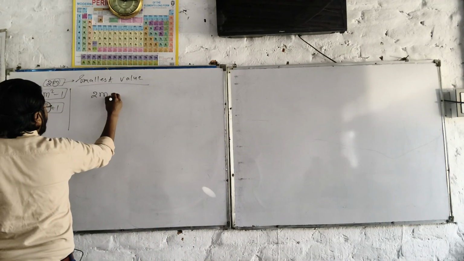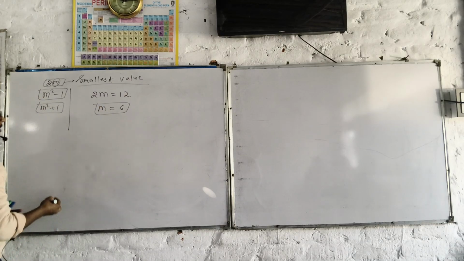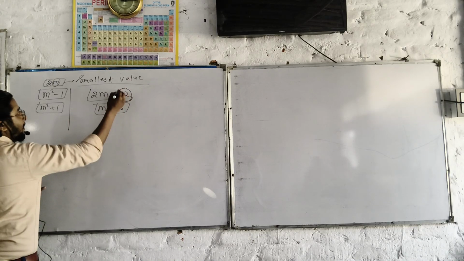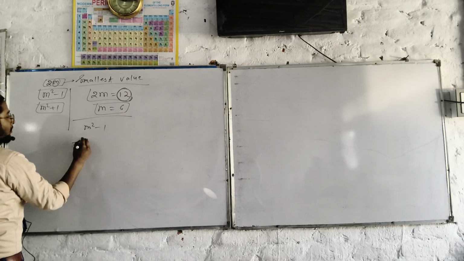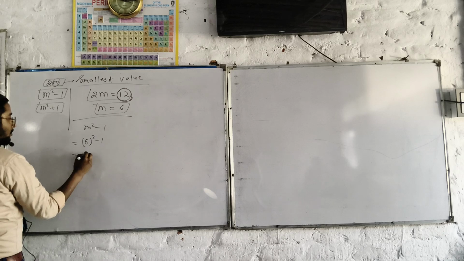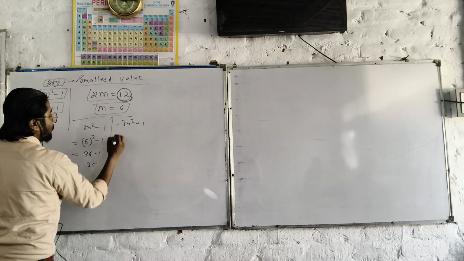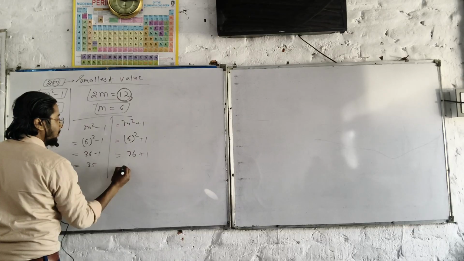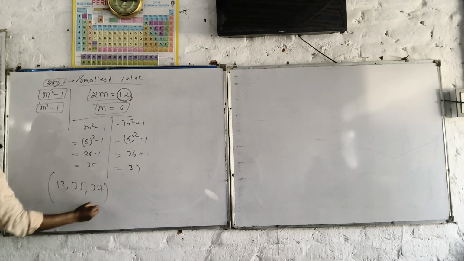Yesterday it was said that 2m equals 12, right? So m equals 6. The first number from the Pythagorean triplet, we got 12. The second we need to get is m square minus 1. What is the value of m here? 6 square minus 1, you will get 36 minus 1, so 35. And now we have to get m square plus 1. 36 plus 1 equals 37. The Pythagorean triplet we got here is 12, 35 and 37.